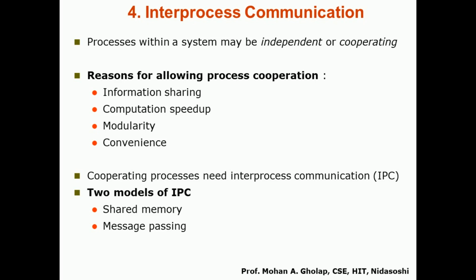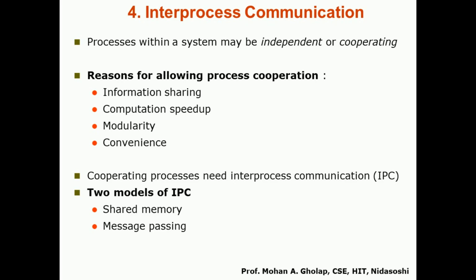The third one is modularity. What does modularity mean? Whatever task you want to perform, you may want to divide that task into a number of modules, based on the nature of the particular activities. If you have a group of activities related to a particular entity, you can create a module of those activities. If you want to have such modules, in that case also you can use cooperating processes. This is the third reason for process cooperation.